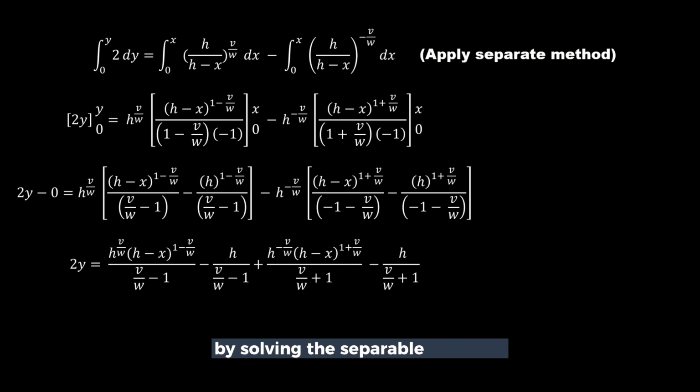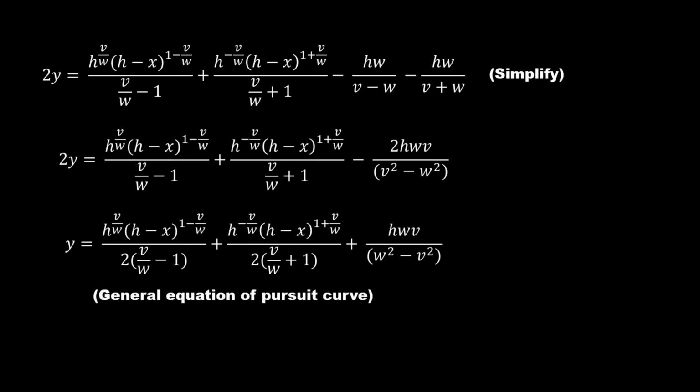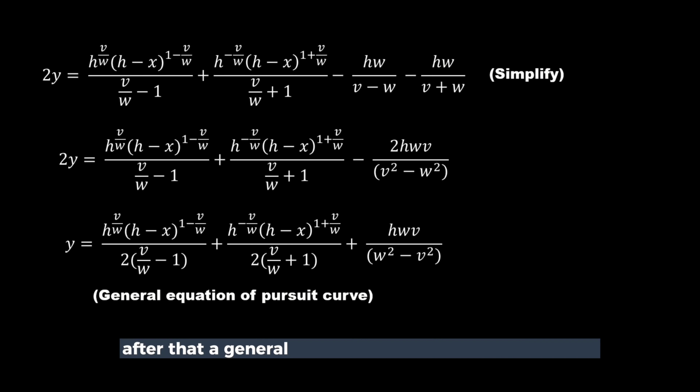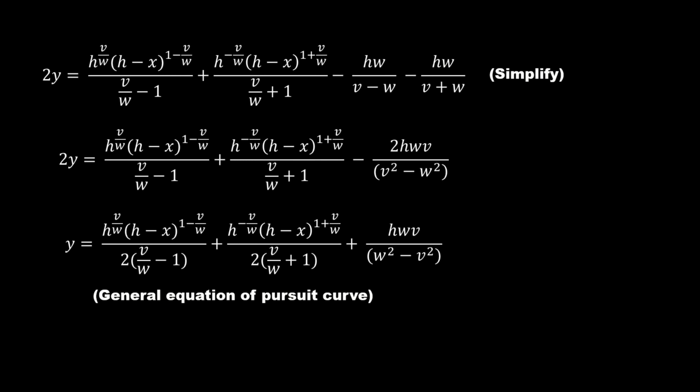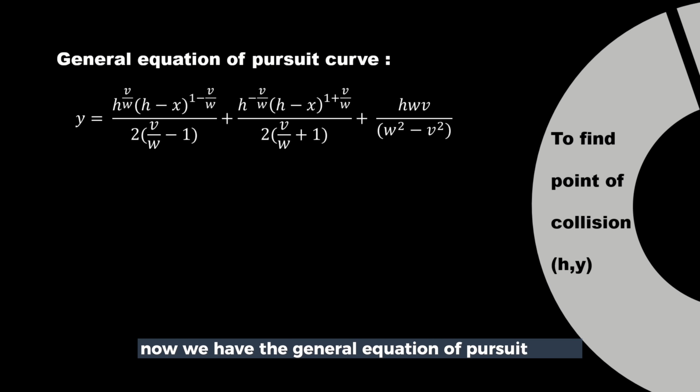By solving the separable equation, we integrate both sides and use definite integrals for the right hand side from 0 to x. By setting the range, the shape of the curve can be changed according to the value of x. We will get this equation by solving the integration. After that, a general equation of the pursuit curve is formed by further simplifying the equation. Now we have the general equation of the pursuit curve.